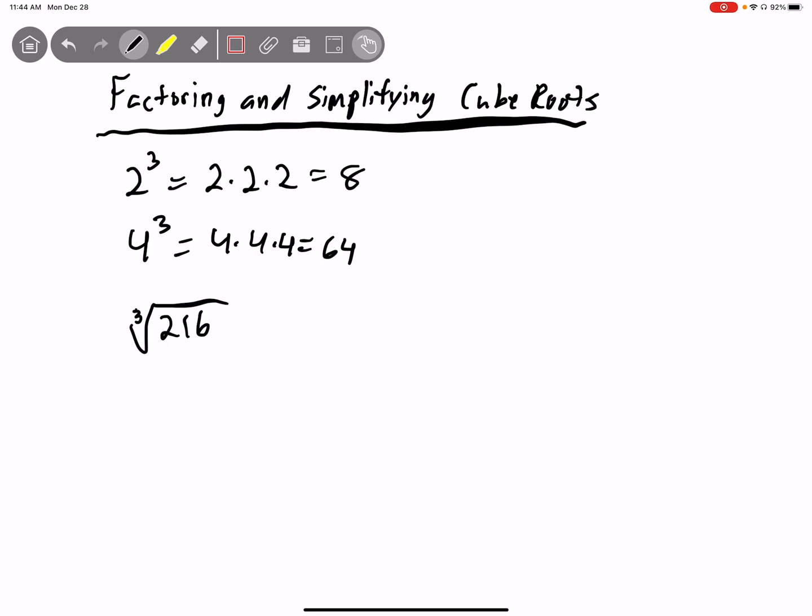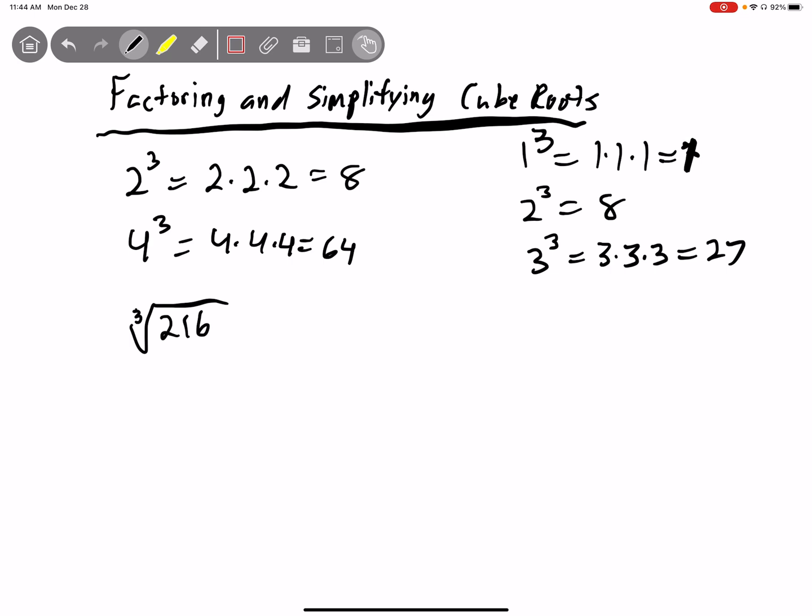Now, it would be helpful if you knew the numbers 1 through 10 cubed. Because look at what happens. I'm just going to take something simple. 1 cubed is 1 times 1 times 1, that gives me 1. 2 cubed, we just did, gives me 8. 3 cubed is 3 times 3 times 3, that gives me 27. And so on and so forth.